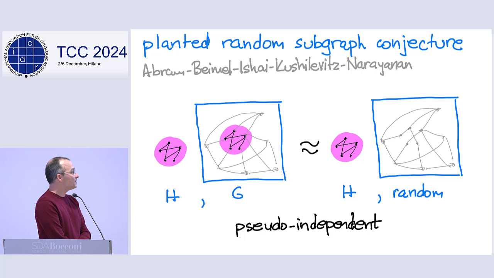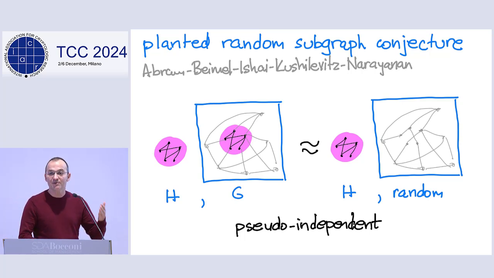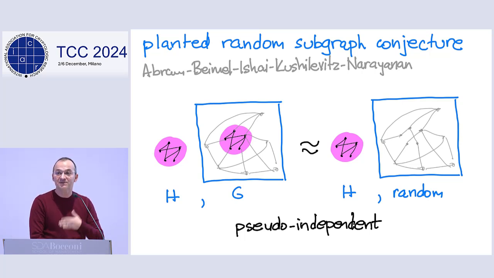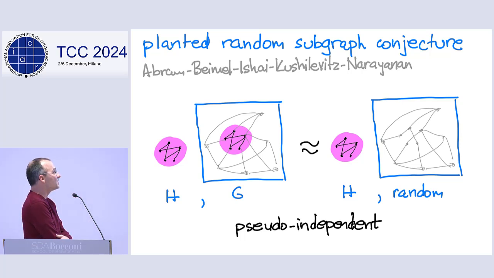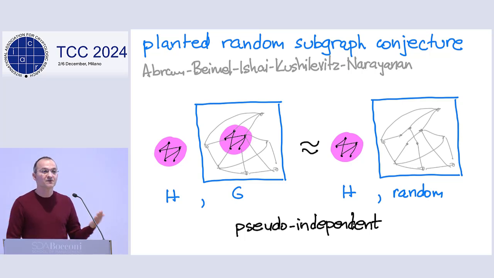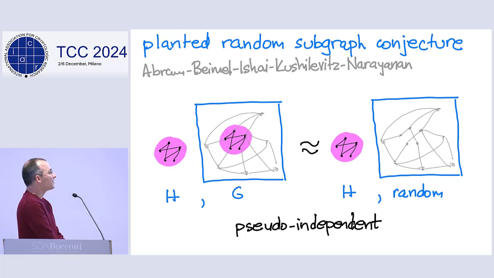And conceivably we might be able to plant a larger random subgraph than we can do for a clique. And that's going to be the main question of interest. But before we go there, let's state what we need, or at least what we want to have for this construction to be secure. It's not sufficient, but it is what we want.